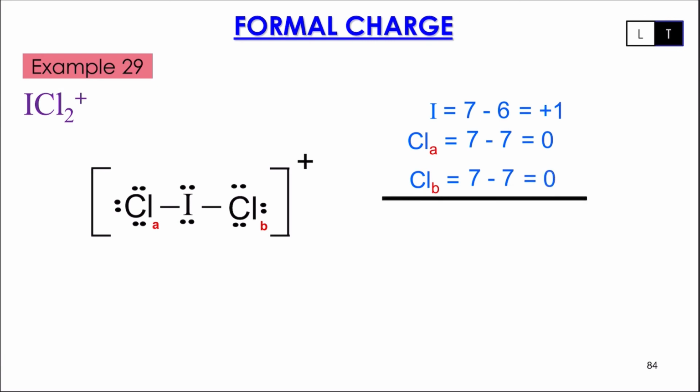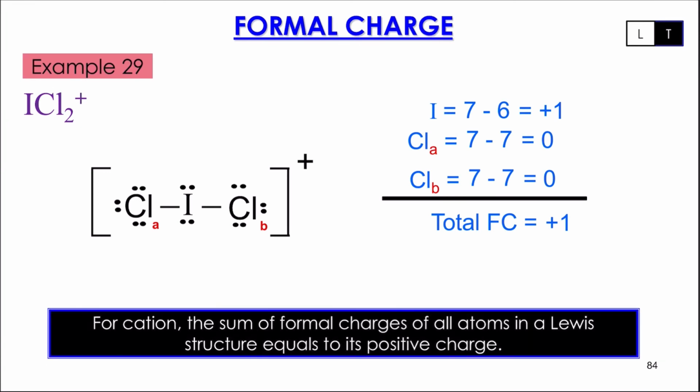And when I total up everything, the total formal charge for this species is +1. And this is a cation. So that's why the sum of formal charges of all atoms here should be equal to its positive charge, which is +1. And then, don't forget to label the formal charge in the bracket on the top of each atom. So I will have 0 for Cla, +1 for iodine, and 0 for Clb. And then you will have 1 mark for Lewis structure and 1 mark for formal charge.